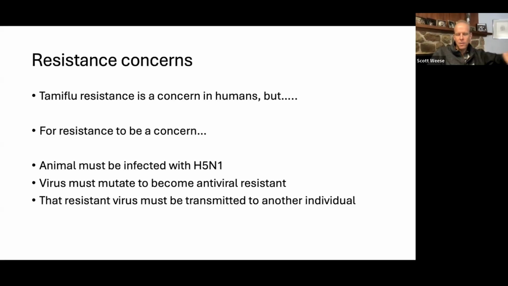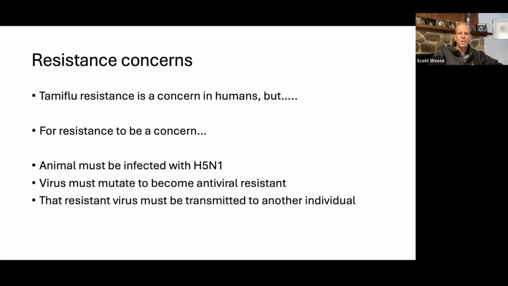And then, this is the big one, that animal has to infect another individual. Because random mutations to become antiviral resistant can happen. But if they die out with that cat, because the cat dies or the cat recovers and doesn't affect someone else, it doesn't matter. It's a dead end situation.